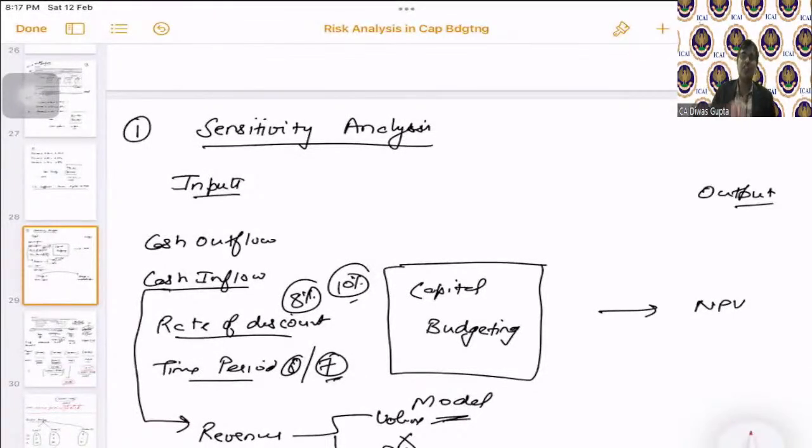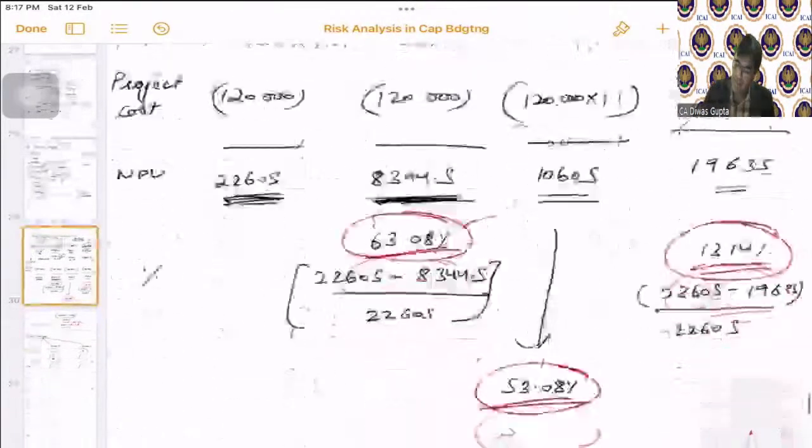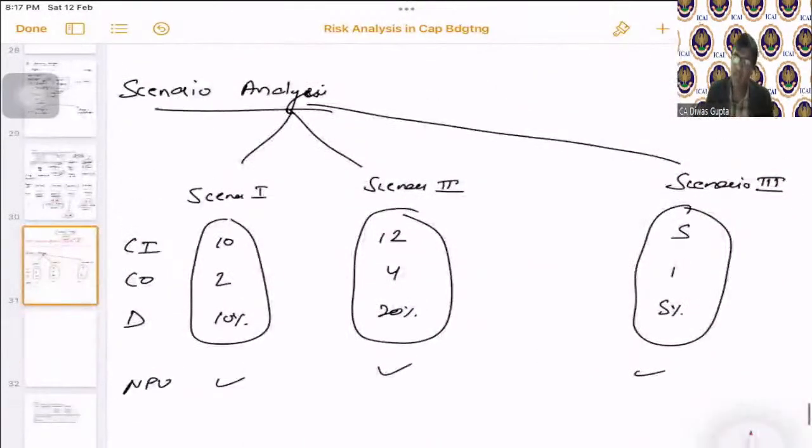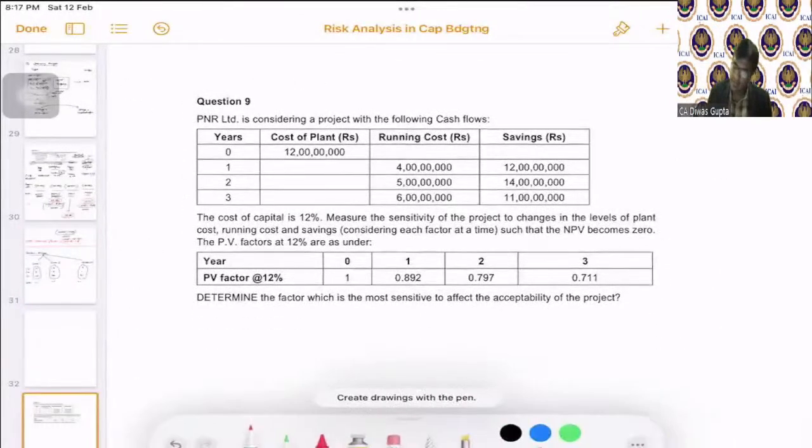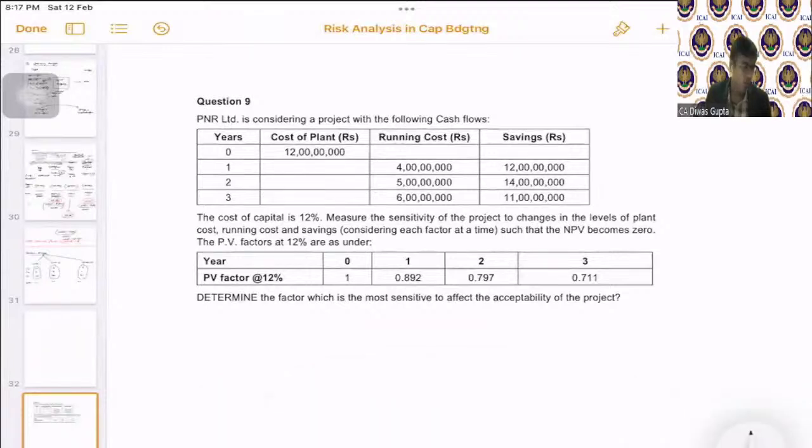In sensitivity analysis, we change some of the inputs to arrive at the outputs. On this, we did one question as well. And in scenario analysis, we said that we will change the entire scenario and see what is the impact. Now, question number 9 is exactly on scenario analysis. So let us do question number 9, students.